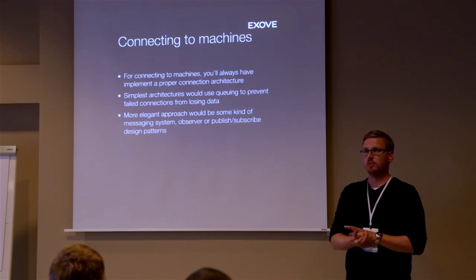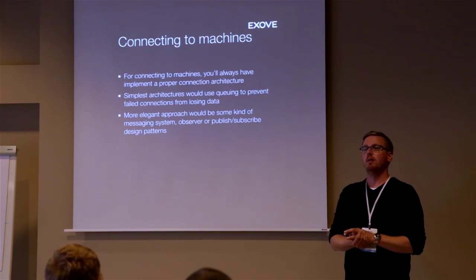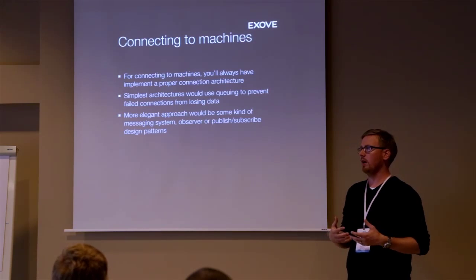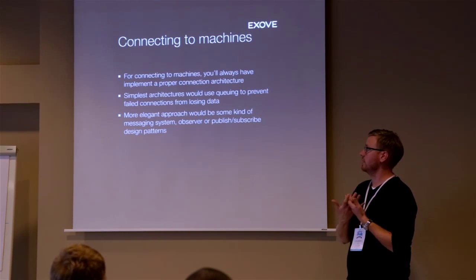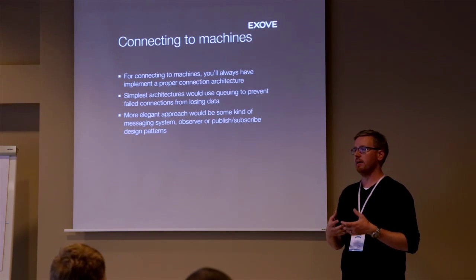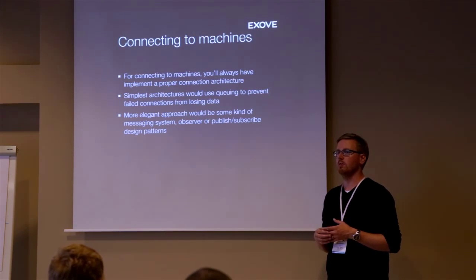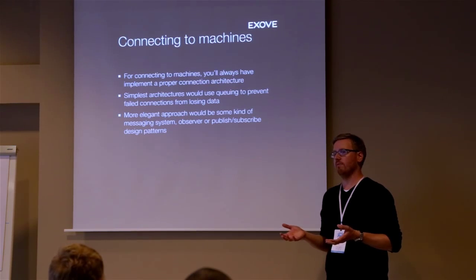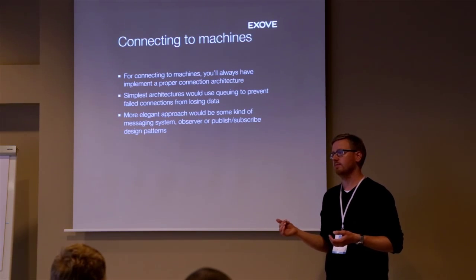And when connecting to machines, I would always think for a while how to do a proper connection architecture. Simple architectures like queuing are mandatory, because you really don't know if the call is going to go through. You should have queuing if you have essential data going to a server, because that connection can also fail.